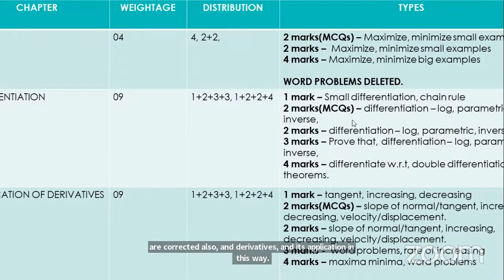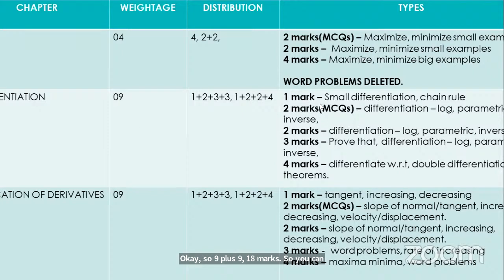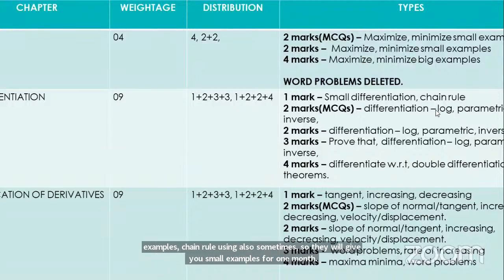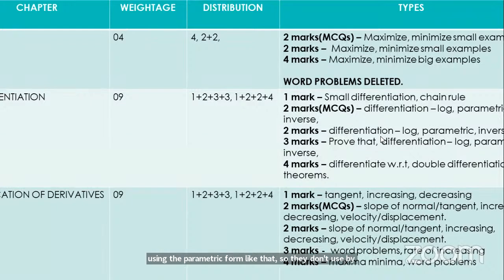So differentiation has already been taken in the class also, and small differentiation examples, using the chain rule sometimes, they will give you for 1 mark. And for 2 marks, differentiation will be there, maybe using the parametric form. They will give x equal to cos theta, y equal to sin theta, then you have to find dy by d theta. Means 2 different equations will be there. That is a parametric form. So that type of examples will be there for 2 marks.